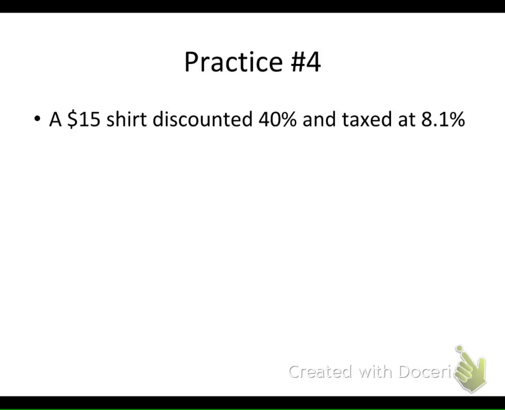So looking at practice number 4, I'm going to go to Target. There's a $15 shirt that I saw on sale for Xander that I wanted to get him, but it's discounted 40%. So there's my first percent change, right? But when I go to the register, I'm going to get taxed at 8.1%. So there's my second percent change. So I have 2 percent changes here. Because I have 2 percent changes, how many multipliers am I going to end up with? 2. Yeah. So how many times am I going to have to repeat steps 1 through 3? 2 times. Okay? So here we go.